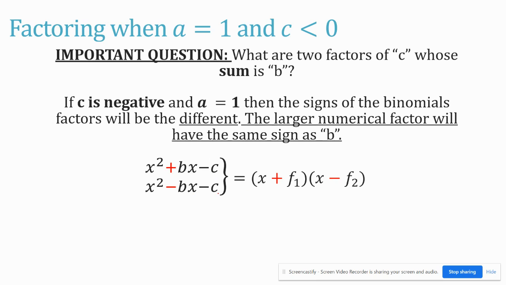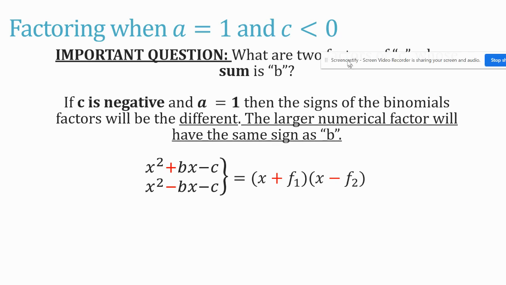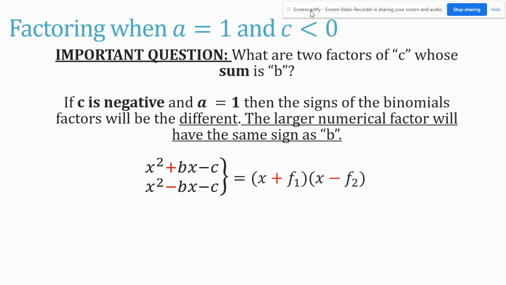If c is negative, that means the numbers we're looking for have to be different signs, because a positive times a negative has to be a negative, and we're always looking for factors of c. So we're going to be dealing with a positive and a negative number here. Remember, we're still adding, so we have to refresh on what that means when we're adding numbers that have different signs.